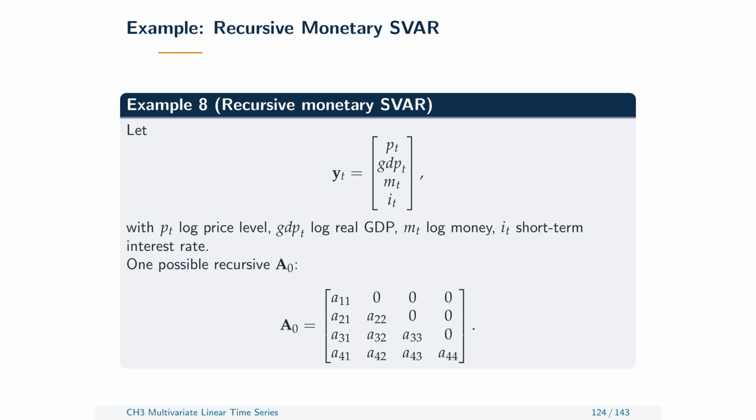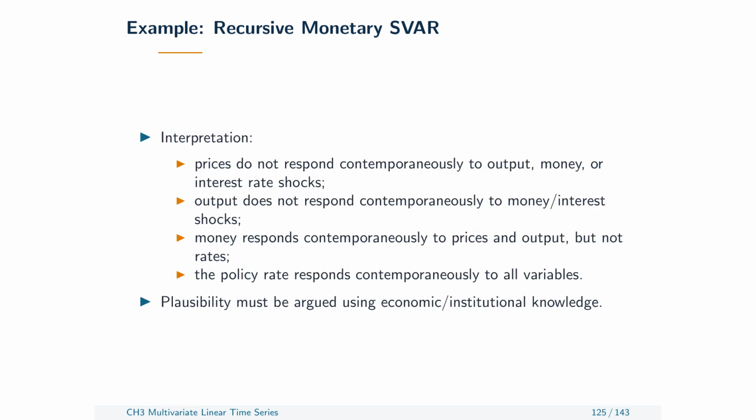Consider a monetary system containing the price level, real output, money, and a short-term interest rate. One recursive ordering assumes prices do not react within the period to the other variables. Output reacts to prices but not money or rates. Money reacts to prices and output. And the policy rate reacts to all variables. Those restrictions may be plausible with low-frequency data and sluggish price or output measurement, but they are not universal facts.